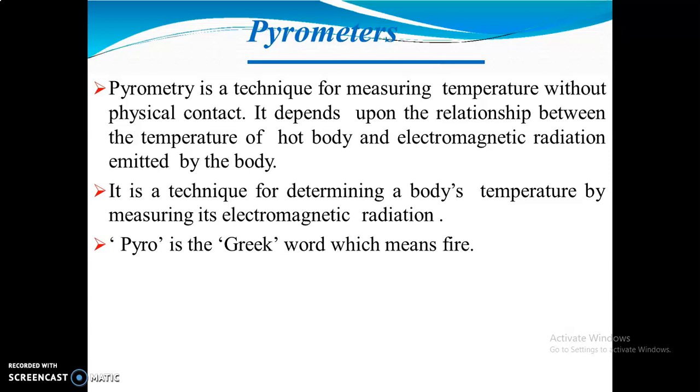Why are we going for the pyrometer? A pyrometer is a technique for measuring temperature without physical contact. If you want to measure the temperature at the boiler section, or a person can't enter a particular location, or you want to find the temperature of a very hot body or the electromagnetic radiation emitted by the body, then we need to measure temperature this way. For those applications, people go for the pyrometer. Pyro is a Greek word which means fire.